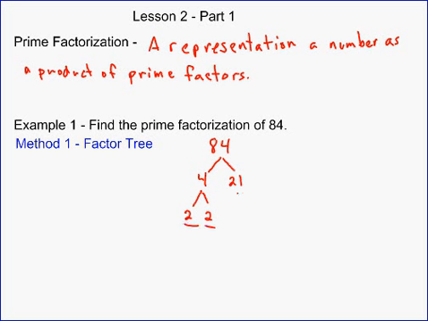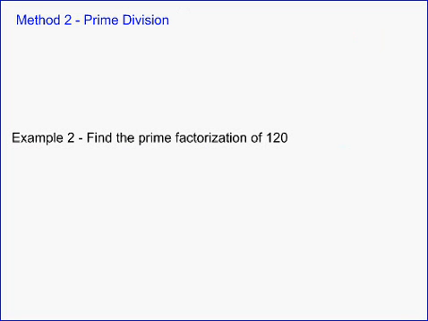I need to look at 21. 21's not prime. Hopefully you can very easily see that 3 and 7 go into 21. 3 and 7 are prime numbers. So we now have a product of prime numbers, 2 times 2 times 3 times 7, that equal 84. The way that we write it is, well, there were two 2's, so we say 2 squared times 3, and that's like 3 to the first, times 7. So the prime factorization of 84 is 2 squared times 3 times 7.